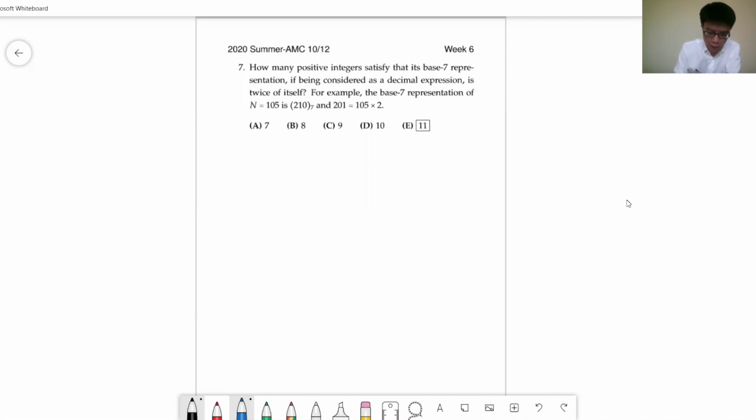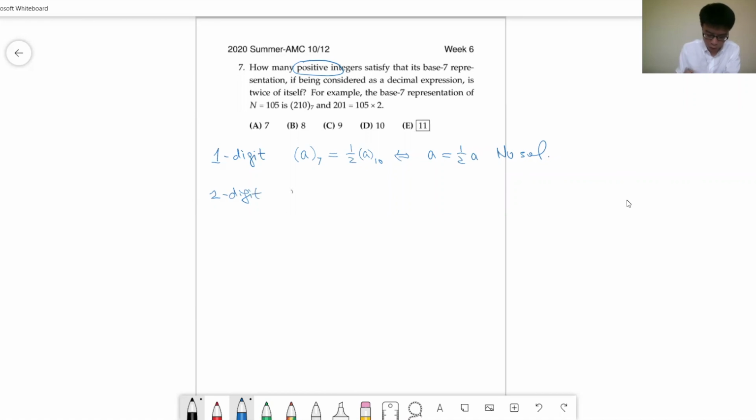First, let's discuss how many digits we have. So we consider 1 digit. If it's 1 digit, this digit is A. If it's in base 7, this is half of this in base 10. But this is impossible. This equation is just A equals 1/2 A. That just means A equals 0, but we are looking for positive integers, so no solution.